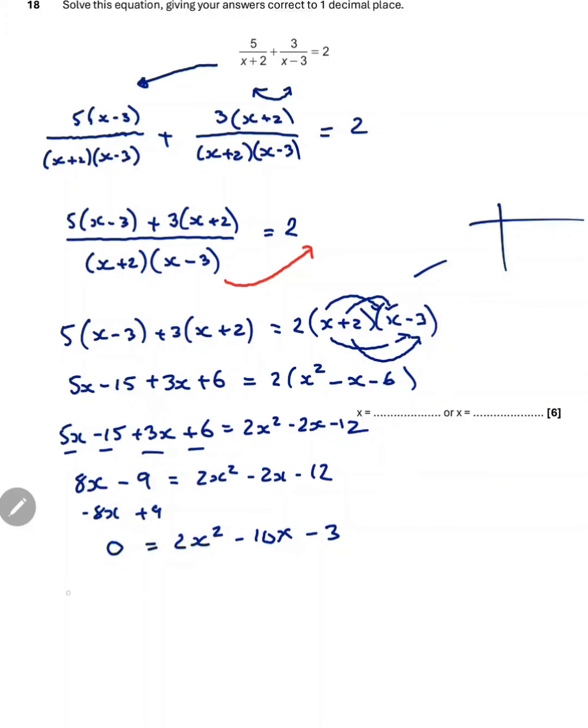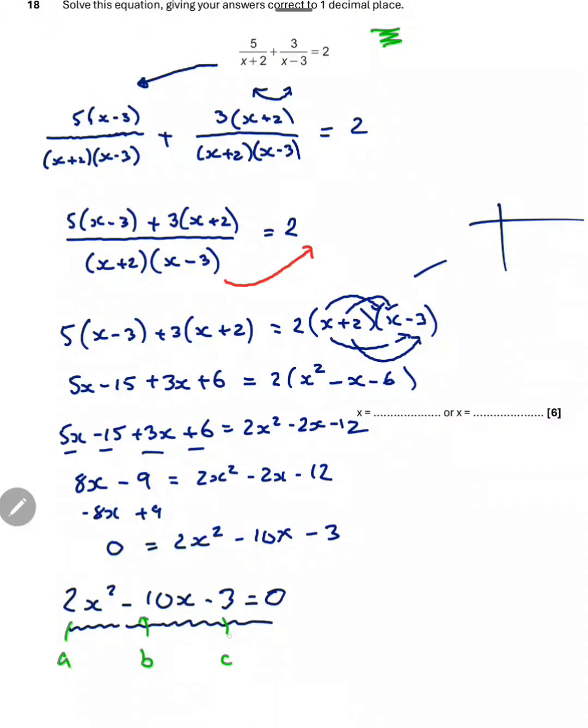I'll write it in a more standard way so you'll recognise it a bit better. 2x squared minus 10x minus 3 equals 0. That is now a quadratic that is solvable. We're not even finished. We've got to go on and solve this, and the big thing up here is saying solve this equation giving your answer to 1 decimal place. This is a quadratic formula question. So A is 2, B is minus 10, and C is minus 3.